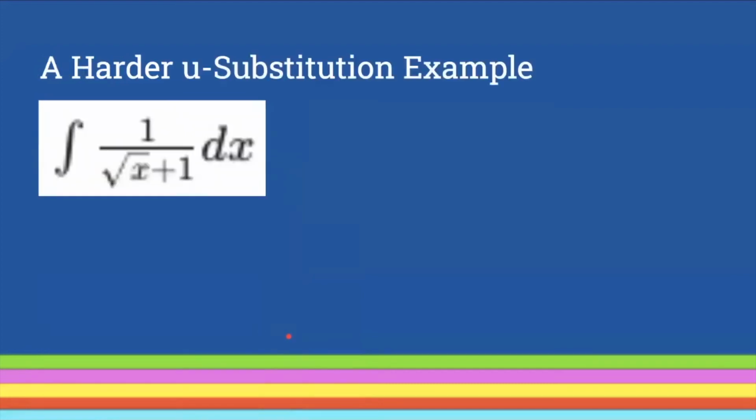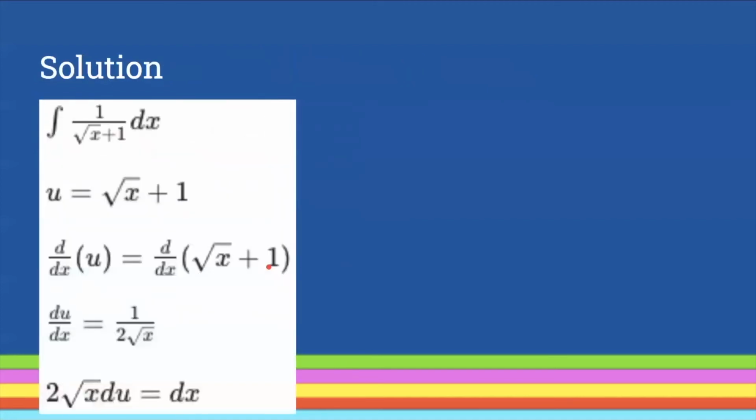And here's a harder u-substitution example. You don't need to know this for AP Calculus AB, but just watch the solution to it because it will help you better understand u-substitution. So in this problem, you set u equal to the square root of x plus 1, and you differentiate both sides of the equation. You'll get that du over dx is equal to 1 over 2 times the square root of x. And then isolating dx, you'll get this.